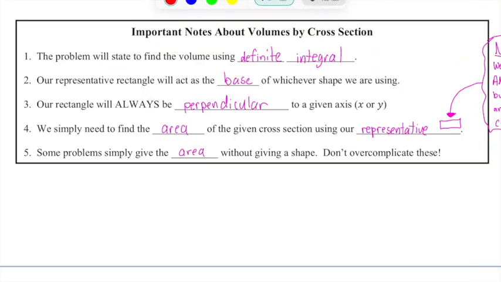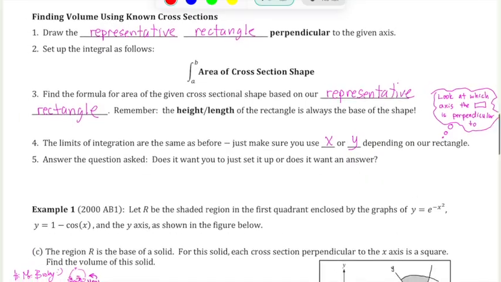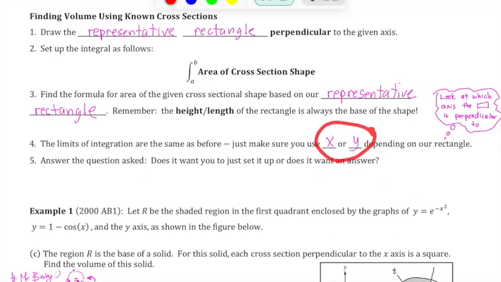And then some problems that I have found will give you the area without mentioning the shape, and it just wants you to write the integral. So here's kind of our format. You're always going to have a representative shape, most likely an integral. It's always going to be perpendicular to some axis. You're going to set up the integral, and then you're going to find the area of the shape, whatever shape this is. And then there will always be boundaries from a to b. And again, you always do dy or dx depending on what you're perpendicular to.